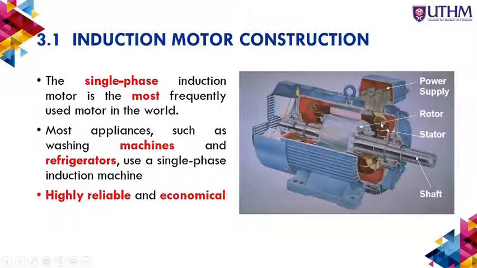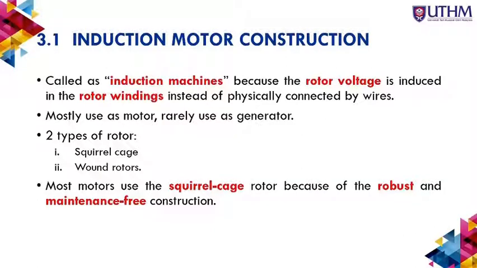Okay, so dia ada stator, ada rotor, then ada supply, ada shaft. Okay, so basic saya rasa kebanyakan ni kita boleh nampak lah jenis kalau packaging motor tu macam ni, ni adalah induction, boleh katakan sebagai induction motor lah. Okay, it's called induction machine because of the rotor voltage. Okay, rotor yang bergerak yang tengah tu yang bergerak, rotor voltage is induced in the rotor winding.